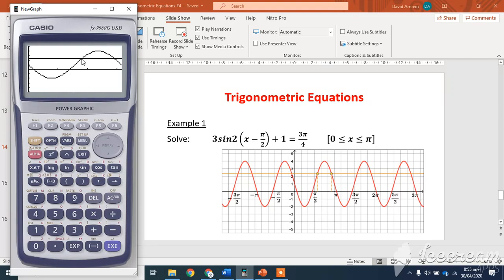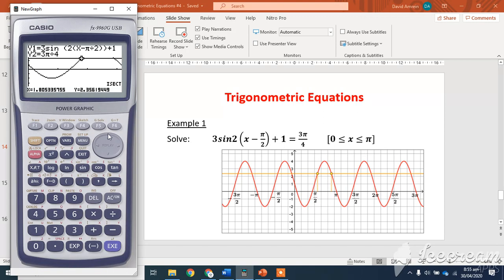Now, here are my 2 intersection points that I've got to find between the range of 0 and pi. So I've got to find them. To do that, I'm going to go into GSolve, graphics solve, and I'm going to find where the graphs intersect, ISCT, intersect. So if I push F5 again, my graphics calculator will find my first solution, which is 1.805.